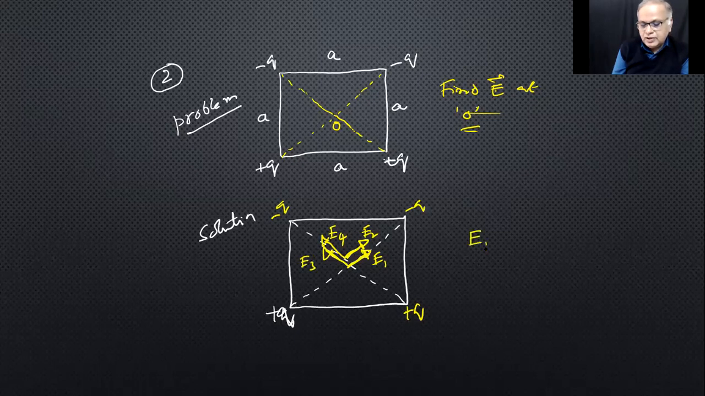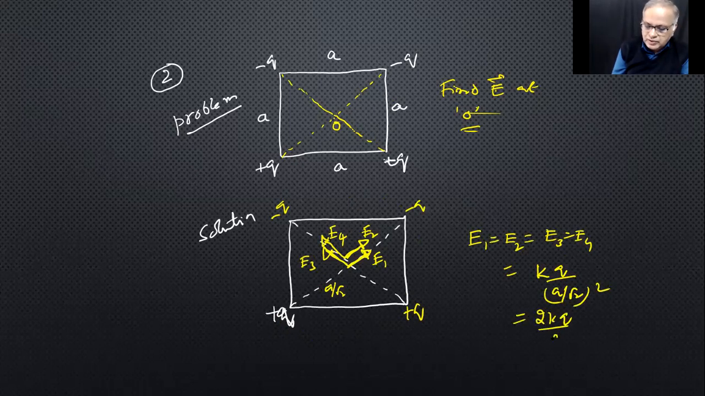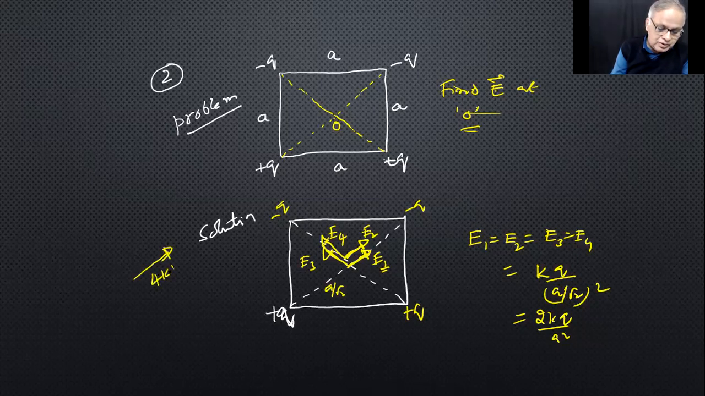And magnitudes are E1 equals E2 equals E3 equals E4. All will be equal because magnitudes of charges are same. Distance is a by root 2. If a is the side, this distance is a by root 2. So what do I get? Kq by a by root 2 whole square, which is 2kq by a square. Now E1 is 2kq by a square, E2 is 2kq by a square. The sum will be 4kq by a square because they are in the same direction.